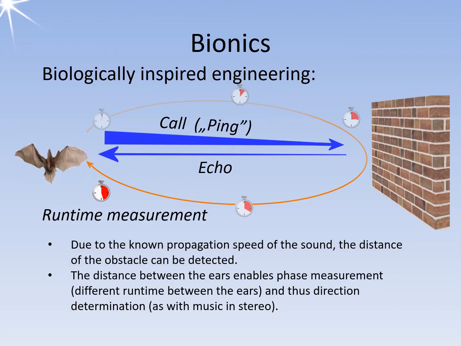Bats feed on insects, especially moths. Even such small objects are unerringly located by runtime measurement and stereophonic hearing with the two oversized ears.